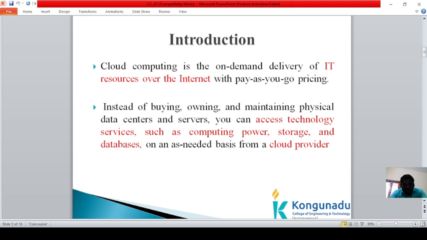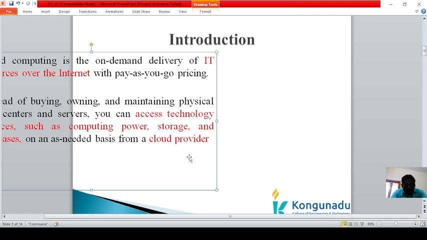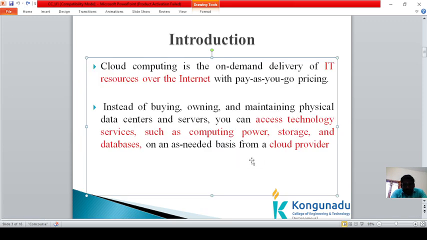That means instead of buying, owning, and maintaining physical data centers and servers, you can access technology such as computing power, storage, and database. So these are services you are going to use from the cloud provider: computing power, storage, and database. Based on payment, we can access services from the cloud providers. Okay. And the next one.